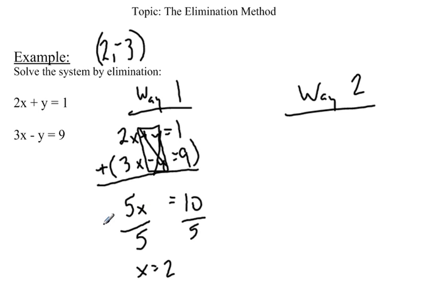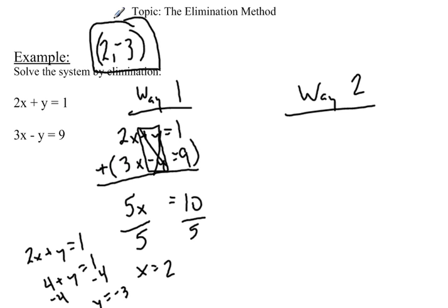Now, to go ahead and solve for y, I can plug into either one of these original equations up here. I can plug it into 2x plus y equals 1. That's the first one. So bring that 2 over. It means 2 times 2. So 4 plus y equals 1. If I take 4 away from both sides, I get y equals negative 3. And there's my 2, negative 3 up here as my solution. That's one way. That's solving for y first.